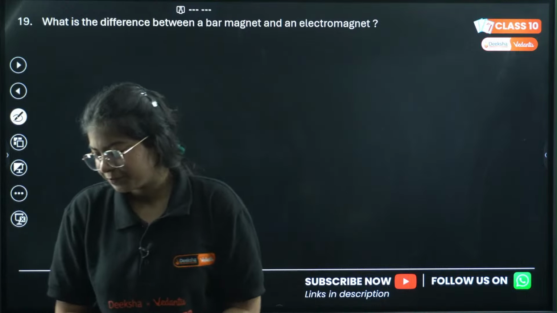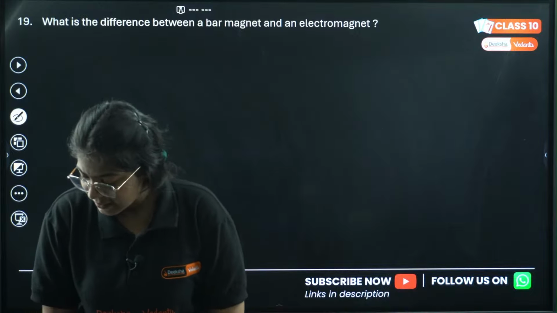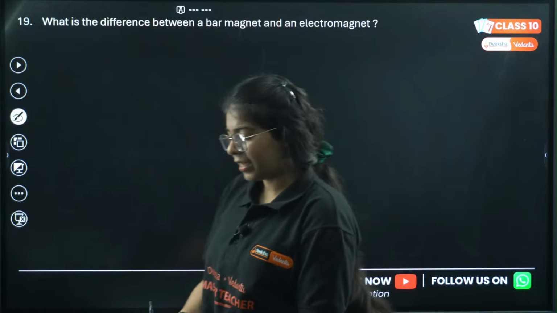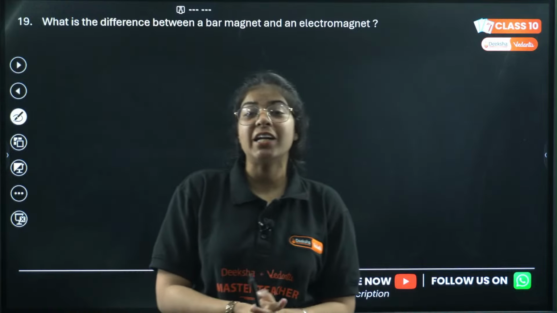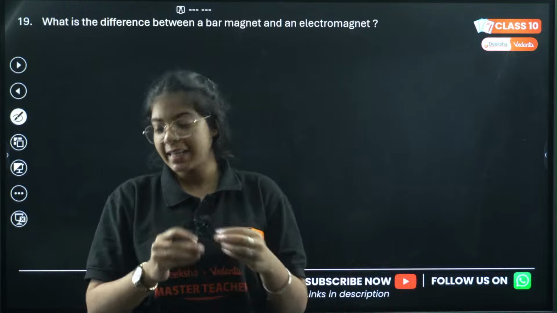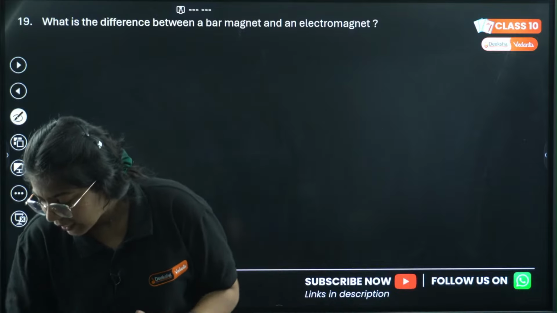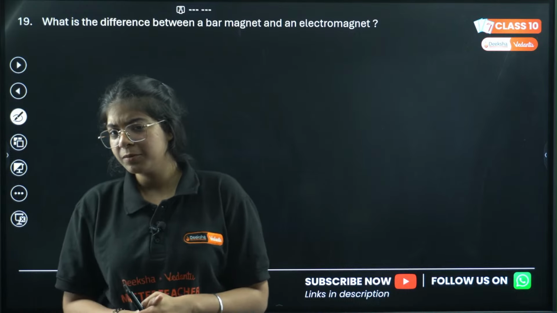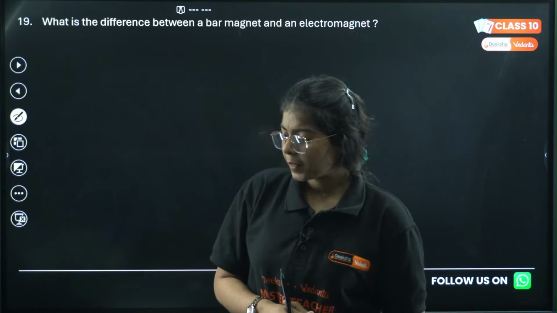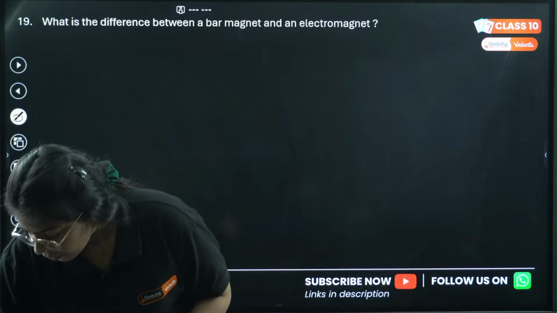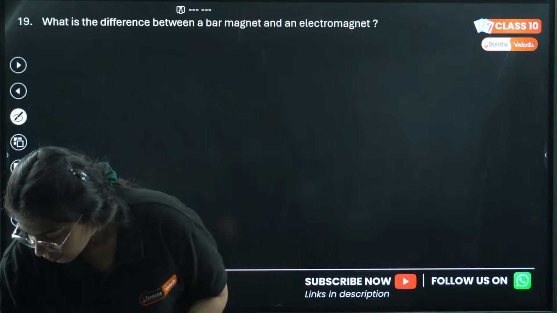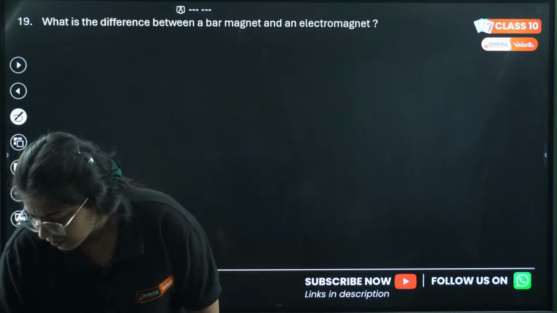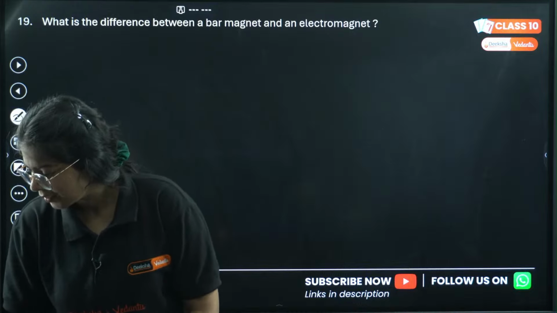Vikas Kushwaha. Electricity. Okay, electricity, but still you need to write your answers very carefully. Field lines are fixed for a bar magnet. Okay.